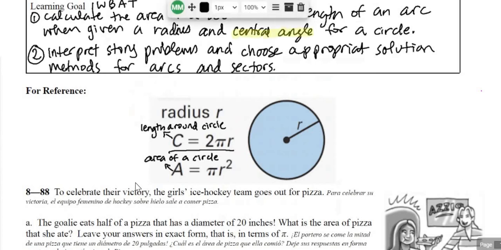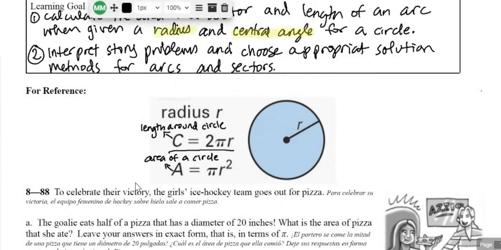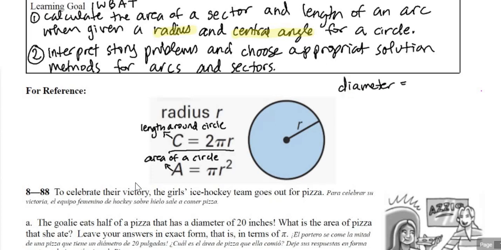We've got central angle, we've got radius. So let's just quickly define them. So radius, diameter, oopsie, is twice the radius. So if I were to extend this distance here, the radius is half the distance across the circle, and the diameter is the whole distance across.